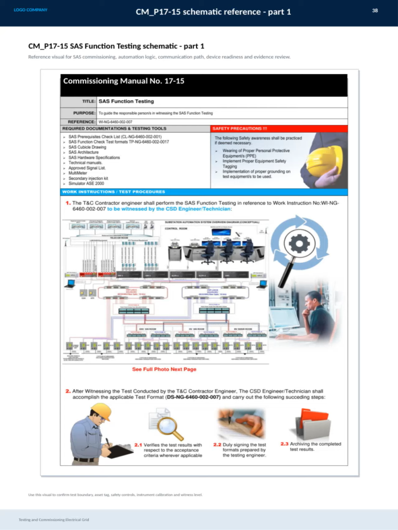On this slide, we focus on the testing and commissioning of the electrical grid, specifically highlighted by the CM_P17-15 SAS function testing schematic. This visual serves as a crucial reference during SAS commissioning, providing a clear view of automation logic, communication paths, device readiness, and evidence review. Use it to confirm key elements like test boundaries, asset tags, safety controls, instrument calibrations, and witness levels. This ensures thorough and accurate commissioning, supported by guidelines found in Commissioning Manual number 17-15.